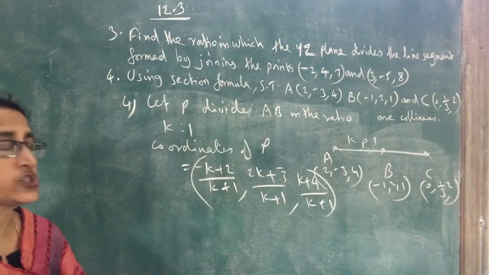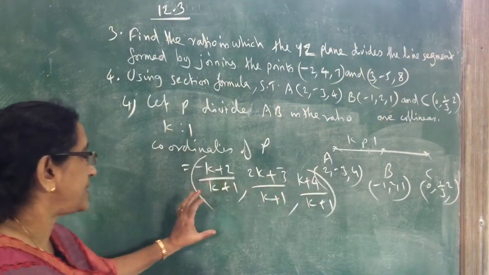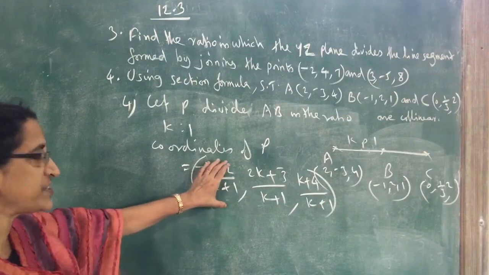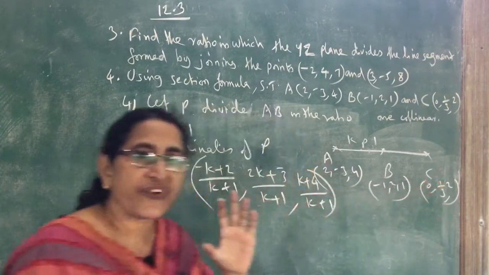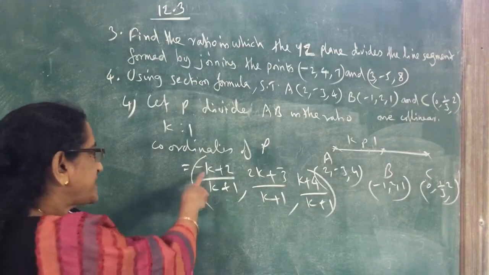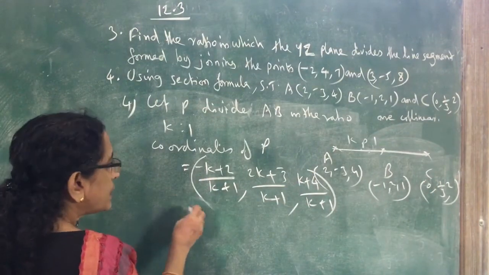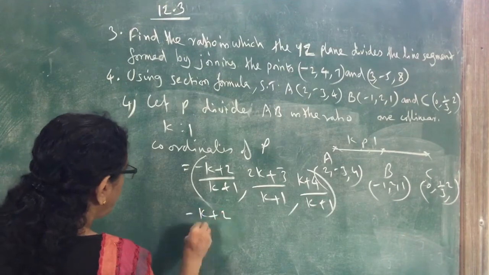Now what we are going to do is, we equate the x coordinate of this point P to the x coordinate of the point C, and we will find the value of K. So equating the x coordinate, minus K plus 2 by K plus 1.